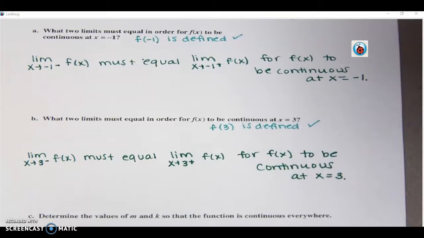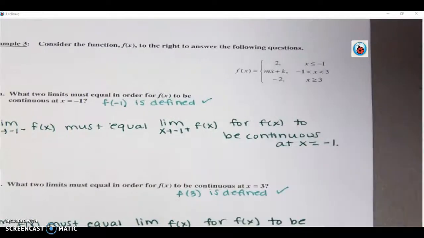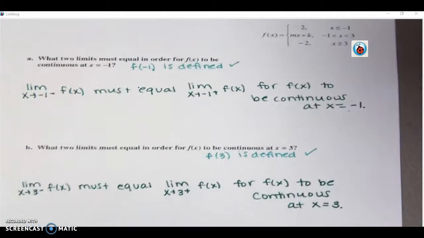Okay, so then when we get to part C, part C says determine the values of m and k so that the function is continuous everywhere. So we're saying the only 2 places where it's possibly not continuous is at negative 1 and at 3. But we said as long as the left and right limits at negative 1 are equal, and the left and right limits at 3 are equal, that means it would be continuous at those spots. So we're trying to figure out how this whole graph would be continuous if we make that happen.